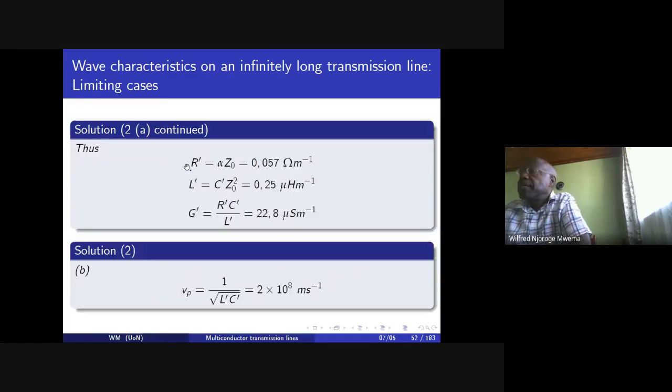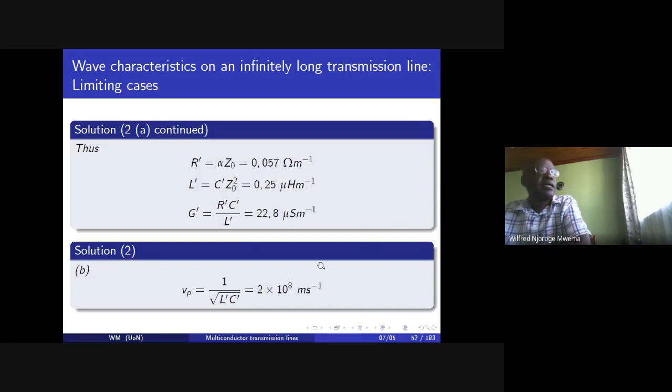And thus we can get a value for R prime as alpha multiplied by Z naught, and we get 0.06 ohm per meter. L prime is C prime multiplied by Z naught squared, from the expression for Z naught, and we get 0.25 microhenries per meter, and the conductance is G prime equal to R prime C prime by L prime. We get about 28.8 microsiemens per meter. So that's the first value obtained.